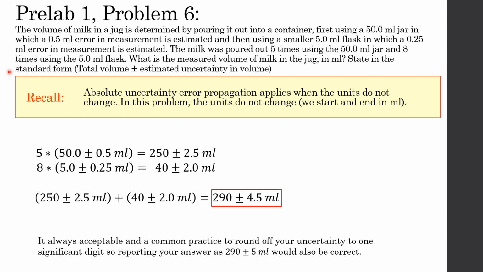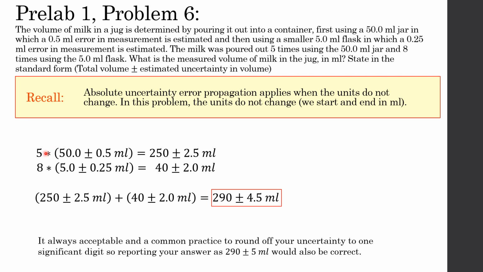State the answer in standard form, so that would be your total volume plus or minus the estimated uncertainty in volume. Now recall that with absolute uncertainty error propagation, our units aren't changing. Everything here is in milliliters, so our final answer is going to be in milliliters, and all of the values that we were given are also in milliliters. That means we can directly propagate the errors just by adding them up, just like we do with the actual volumes themselves.